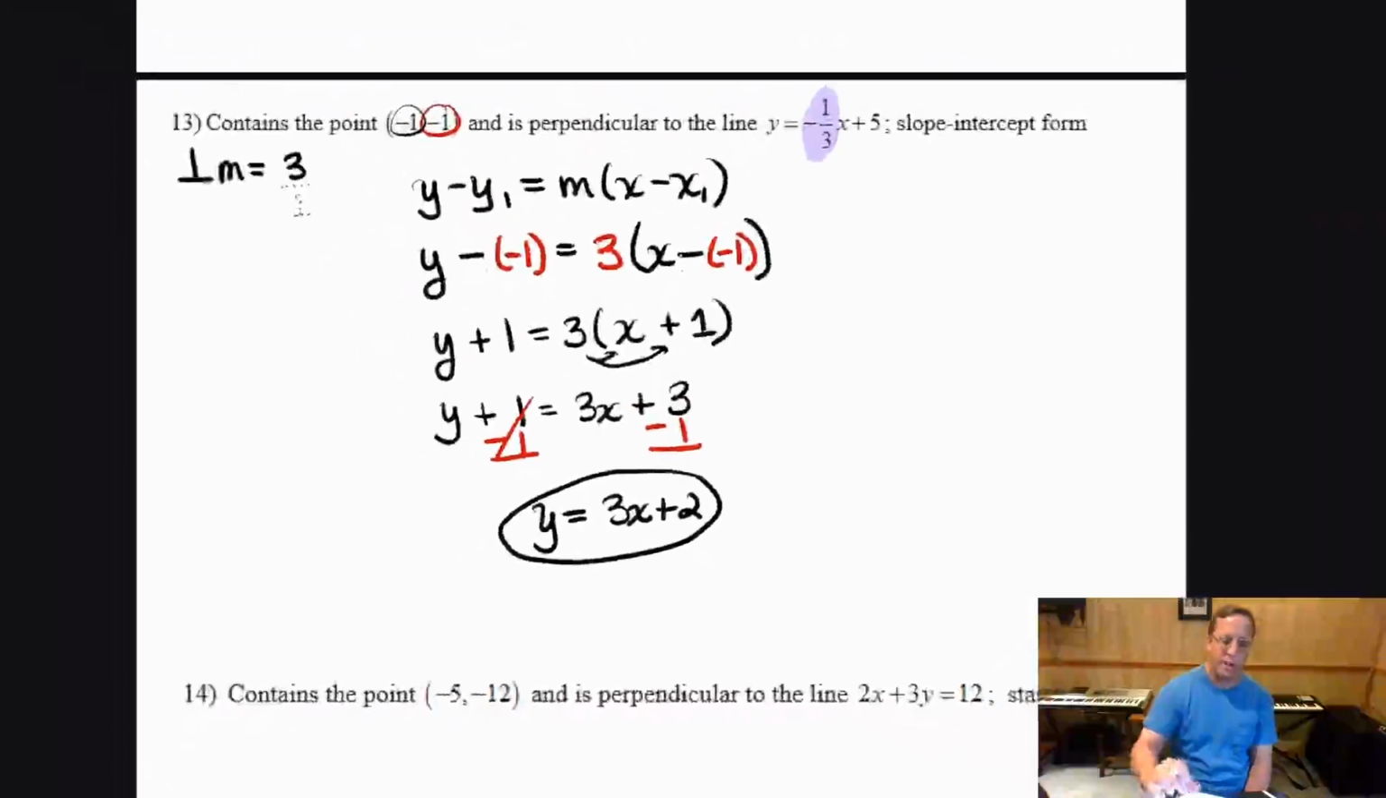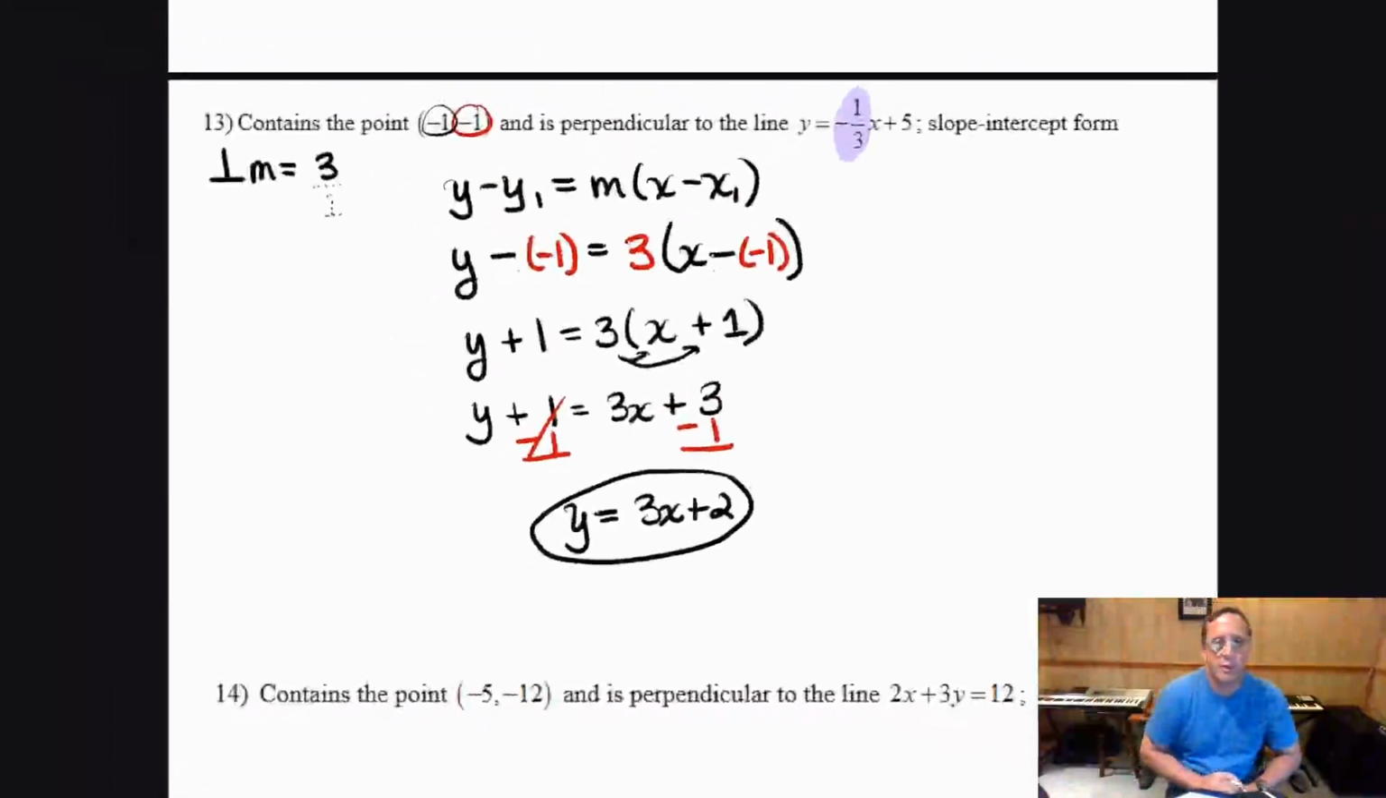And we don't have to graph that. But if we did that on the coordinate plane, 3x plus 2, that would definitely be perpendicular to the original equation, negative 1/3 x plus 5. Where they cross would be a perfect right angle, 90 degrees.